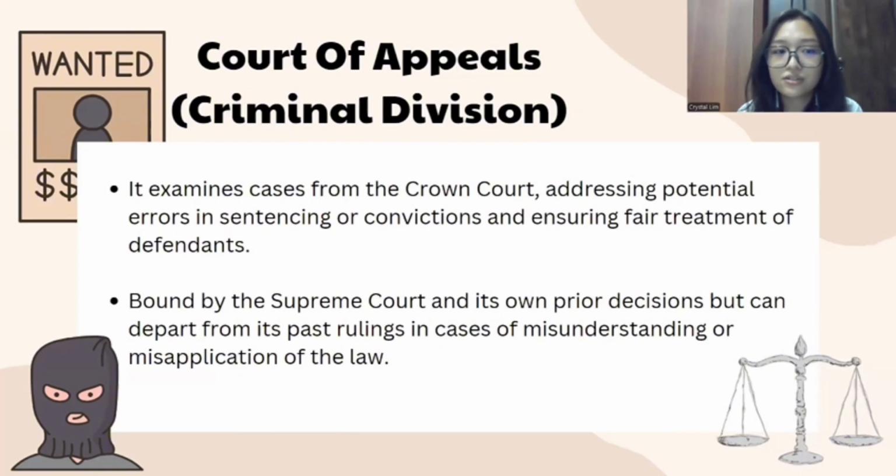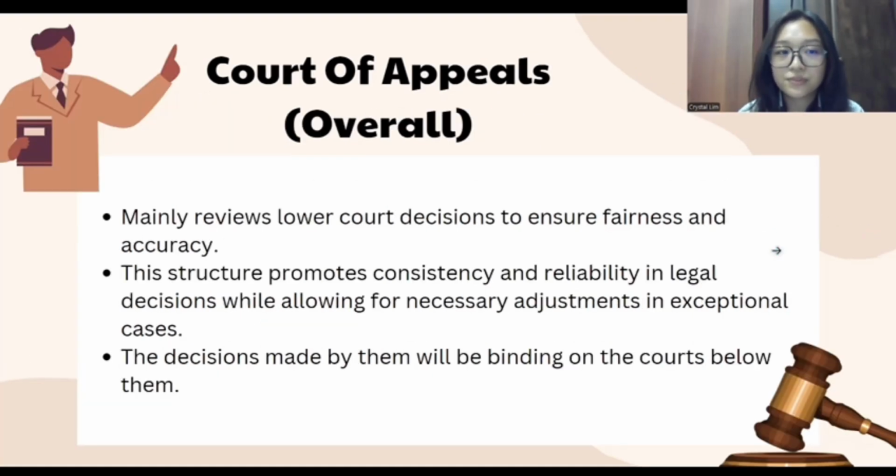The criminal division is also bound by the Supreme Court and its own prior decisions, but can depart from its past rulings in cases of misunderstanding or misapplication of the law. Overall, the Court of Appeal may review lower court decisions to ensure fairness and accuracy. This structure promotes consistency and reliability in legal decisions while allowing for necessary adjustment in exceptional cases. And the decisions made by them will be binding on the courts below.